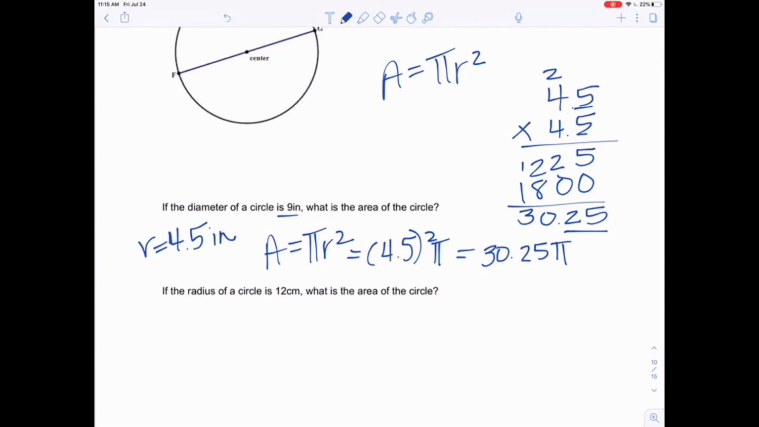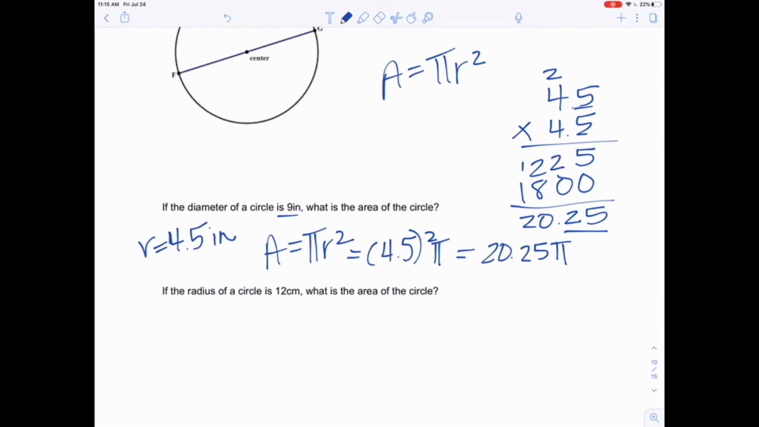Okay, I hope you got that. It should be pretty easy to follow. Remember, all you have to do... Oh, I'm sorry. I did this wrong. That's not 30.25. That should be 20.25. I thought that looked funny. Okay, there we go. I apologize for that.